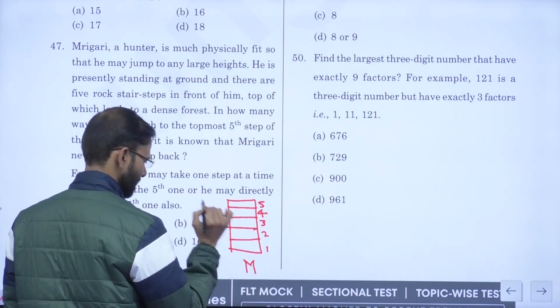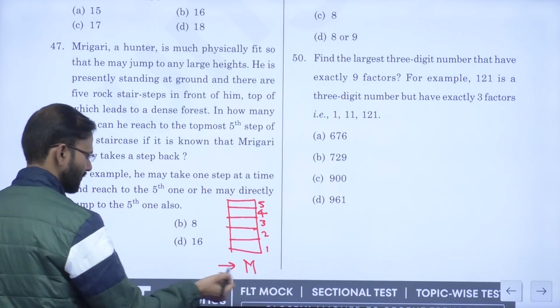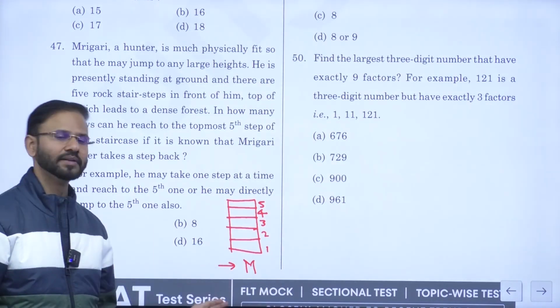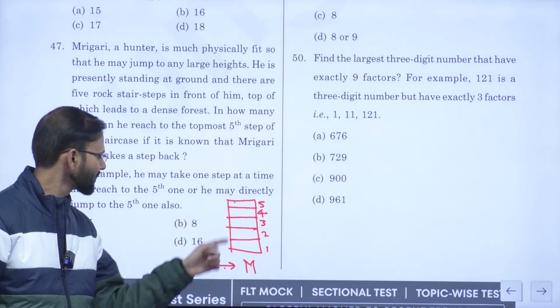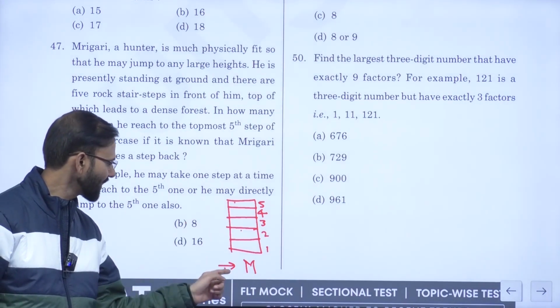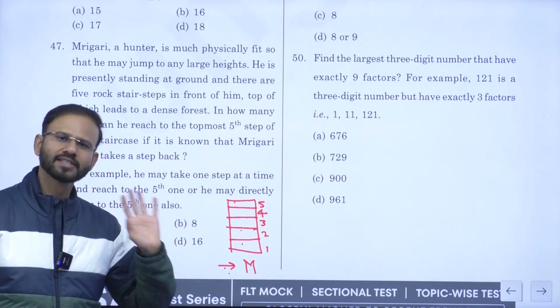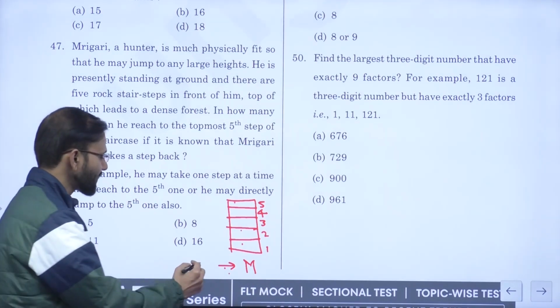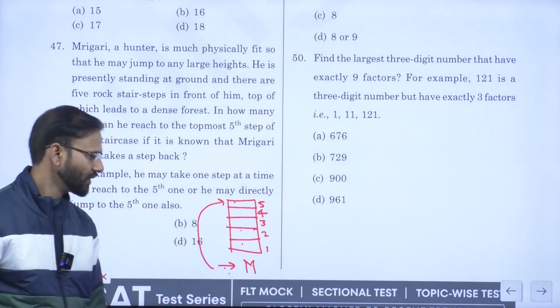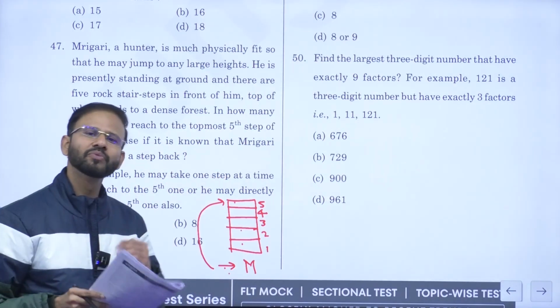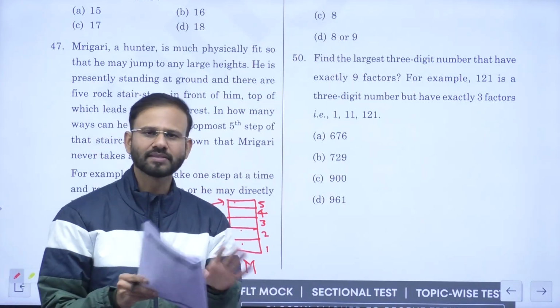M is standing here, right? The hunter, Mrigari, standing here. And he can directly go to this, he can directly go to this, he can directly go to this, he can directly go to this, and he can directly go to this. It is his choice. But his purpose is he has to reach the top. Correct? The question is, in how many possible ways can he reach the top? That's it.